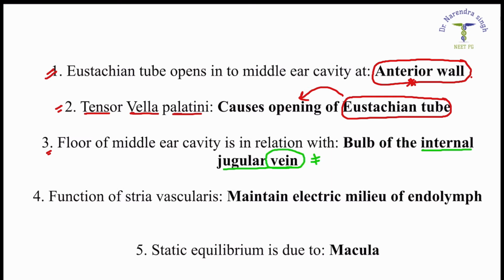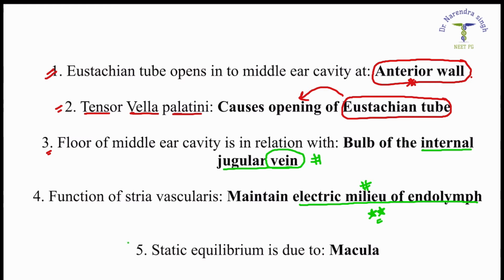Question number 4 says, function of stria vascularis. What are the functions of stria vascularis? Stria vascularis is responsible for maintaining the electric milieu of the endolymph. We have to keep in mind.